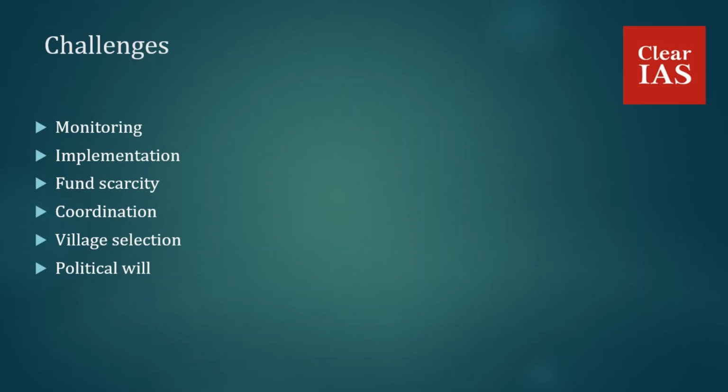Guidelines provide that an MP can select any village except his own village or his spouse's village. This puts MPs in a dilemma. If they select a village, then voters from other villages may question the move of that particular MP. And the next point is the political will.